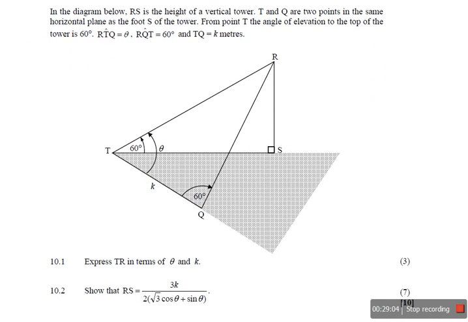Okay, now question 10. Question 10 wona esiwuthola kuyiphepha lango 2014. Right, so in the diagram below, RS is the height of the vertical tower, T and Q are 2 points in the same horizontal plane, and the foot S of the tower. From point T, the angle of elevation to the top of the tower is 60 degrees. RTQ is equal to theta. RQT is equal to 60 degrees, and TQ is equal to K meters. So express TR in terms of theta and K.